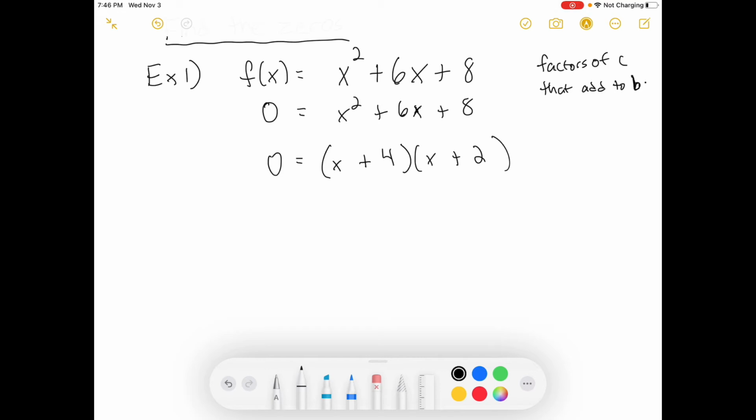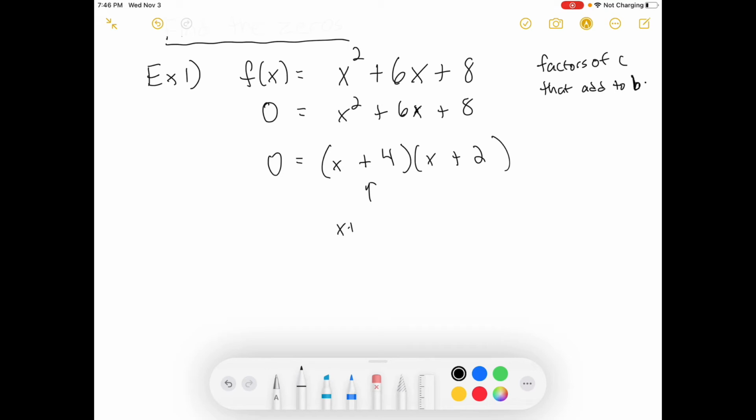So if one of these factors equals 0, the whole thing equals 0. I need to figure out what would make both of those factors, x + 4 and x + 2, equal 0. So just look at the individual parentheses. What would make that 0? What would x have to be?